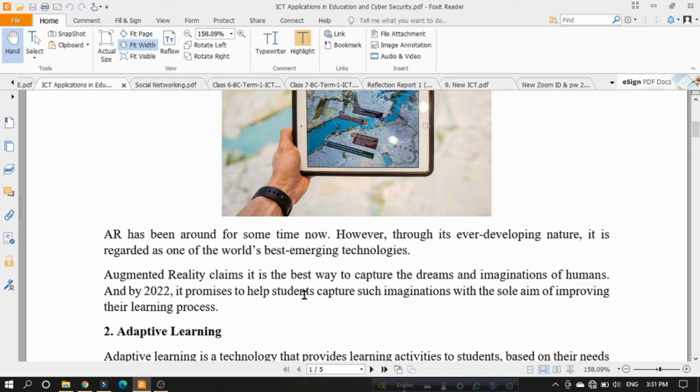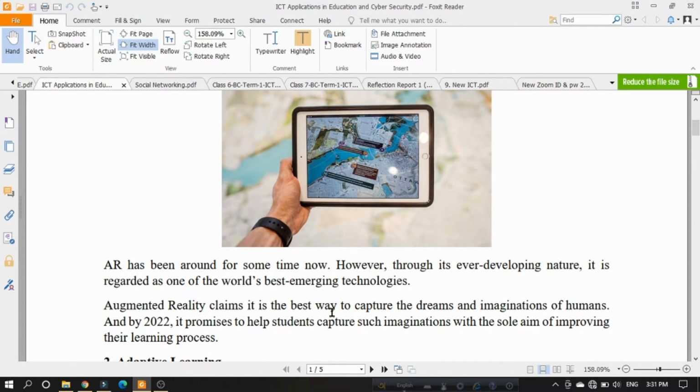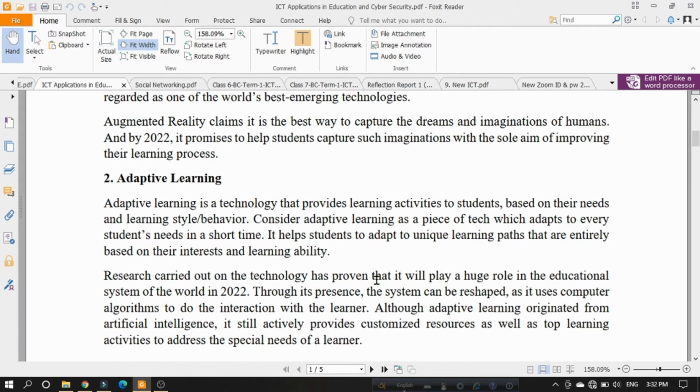Next point, AR has been around for some time now. However, through its ever-developing nature, it is regarded as one of the world's best emerging technologies. Augmented reality claims it's the best way to capture the dreams and imaginations of humans. That means reality in imagination. What we think, what we imagine, augmented reality makes the imagination in real view. And by 2022, it promises to help the students to capture such imaginations with the sole aim of improving their learning process.